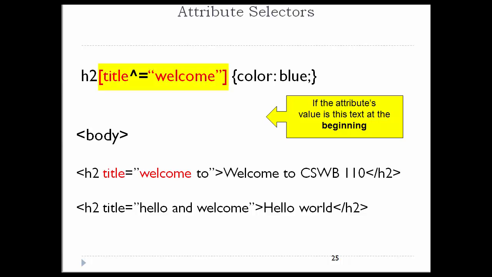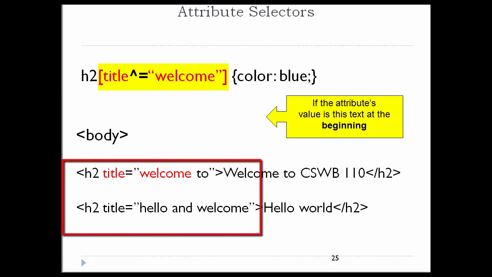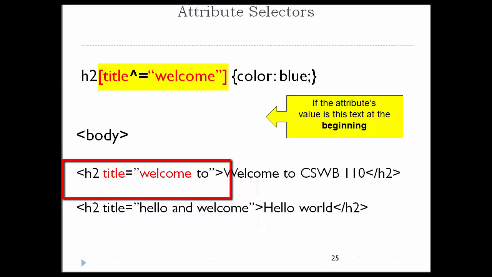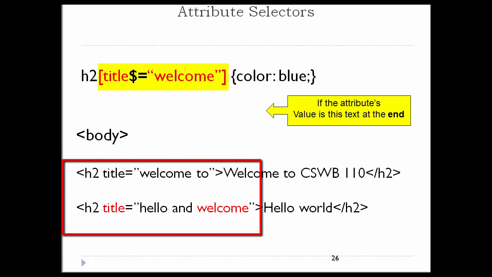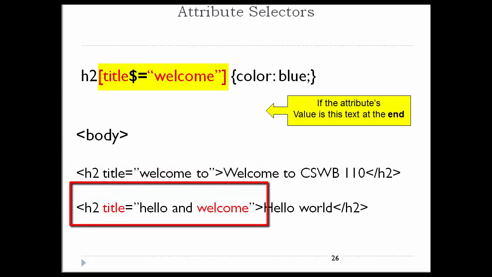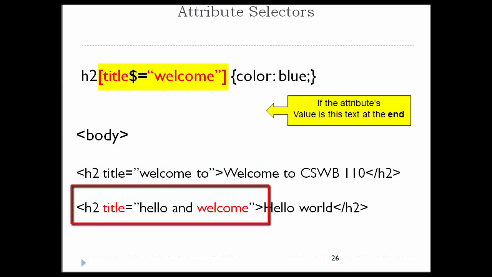The caret means that that word is at the beginning of the value of the title attribute. So in this situation, we would only have one match because welcome only exists at the beginning in one instance. The $ sign indicates that that word would be at the end. So in this instance, we only have one H2 whose title has the word welcome at the end.